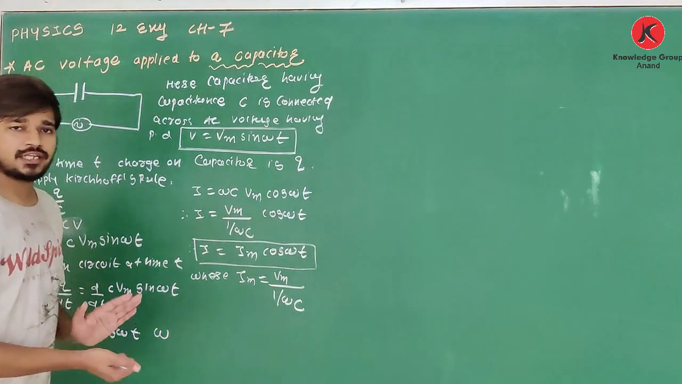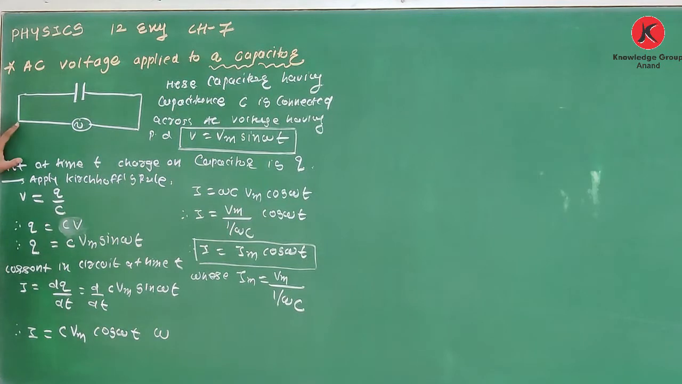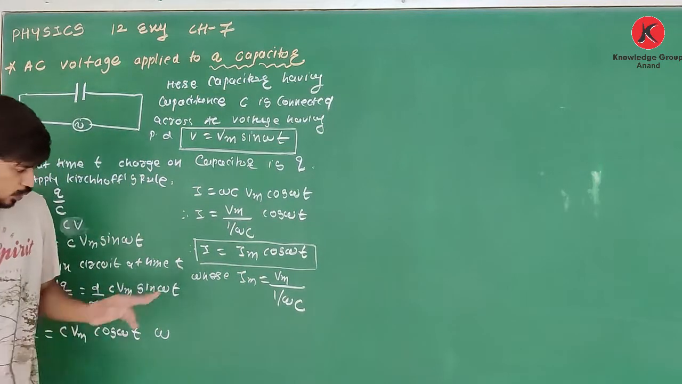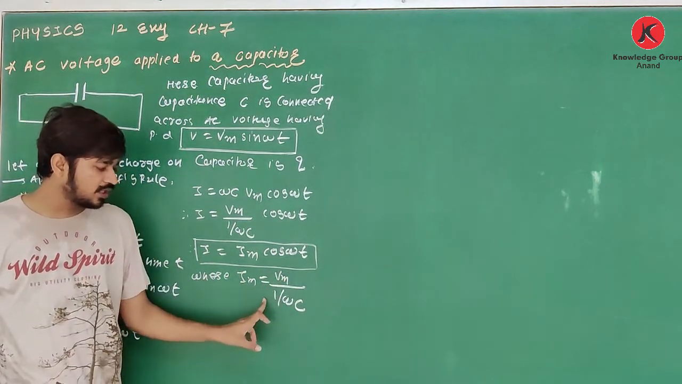So again, a capacitor having capacitance C is connected with alternating voltage V is equal to Vm sin omega t. At time t, the charge on the capacitor is Q, so apply Kirchhoff's rule, V is equal to Q upon C, and take Q as the subject. We have to find current, so differentiate this equation, and we get I is equal to Im cos omega t, where Im is equal to Vm upon 1 upon omega C.